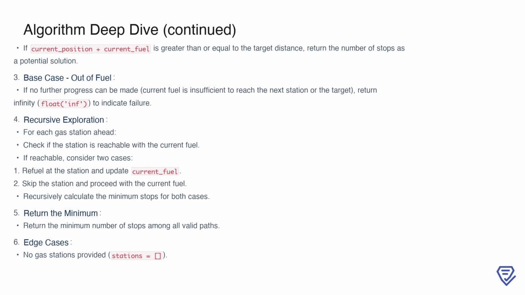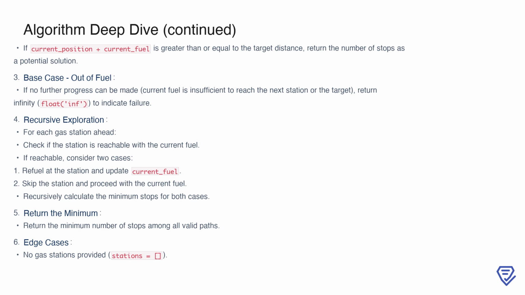Beyond these base cases, the function performs recursive exploration. For each gas station ahead, we first check if it's reachable with the current fuel. If it is, we then simulate two scenarios: refueling at the station and updating the remaining fuel accordingly, or skipping the station and proceeding with the fuel we have. For both scenarios, we recursively calculate the number of stops and track the minimum value among all valid paths. This gives us the optimal solution.